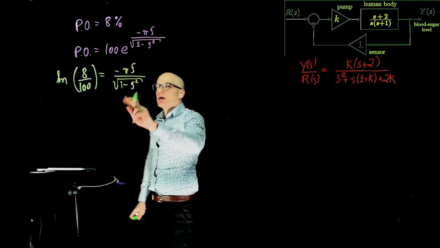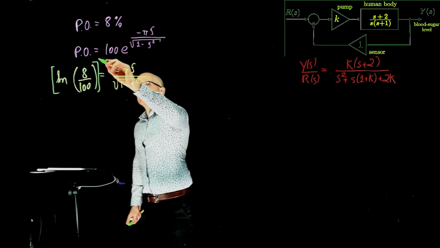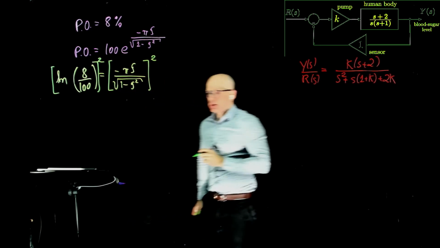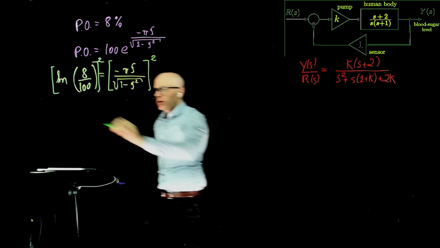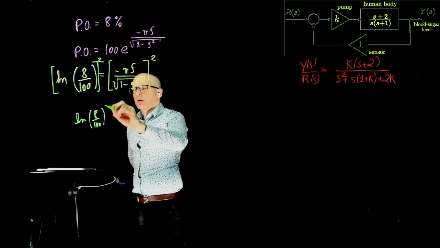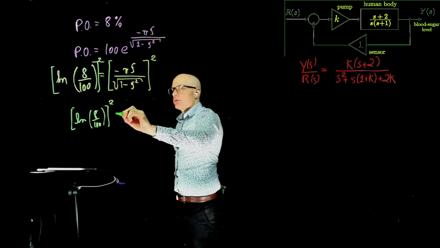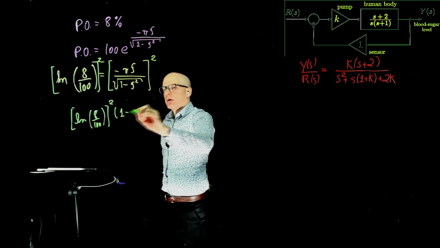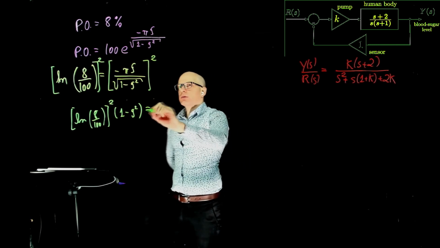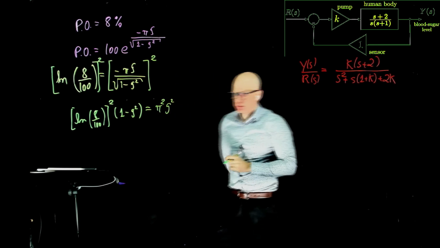It's a common mistake. So now if you want to get rid of this square root, you can square both sides of this equation. Like that. And then you have the natural log of 8 over 100 all squared, multiplied by 1 minus zeta squared, and equals pi squared zeta squared.